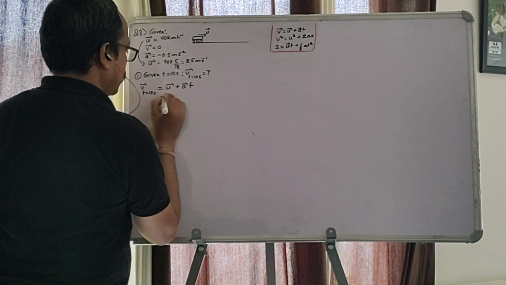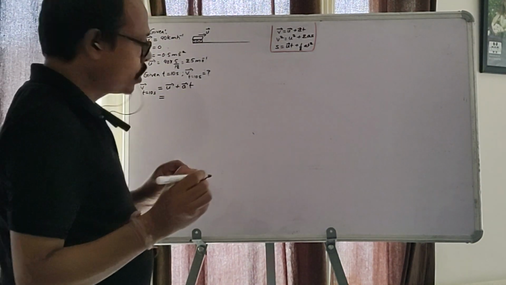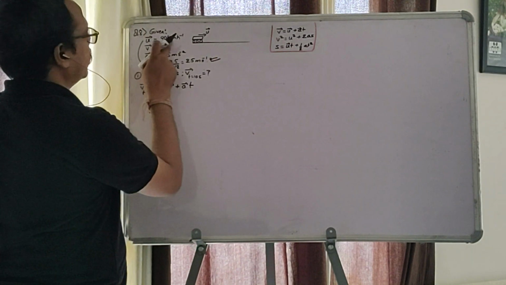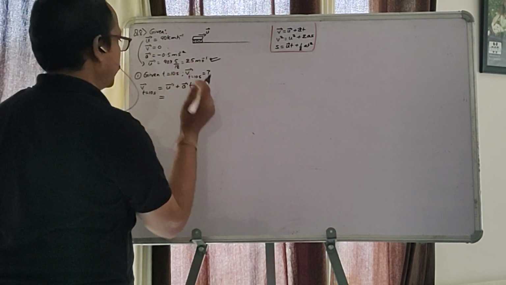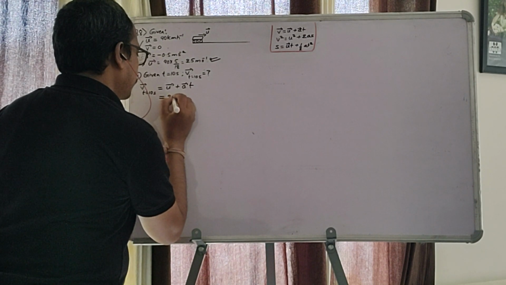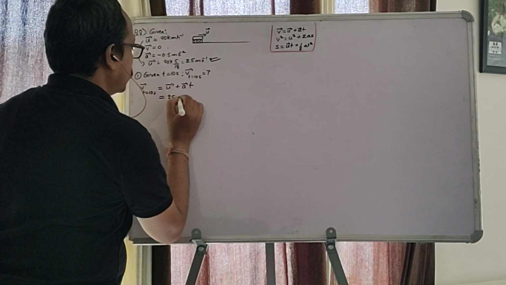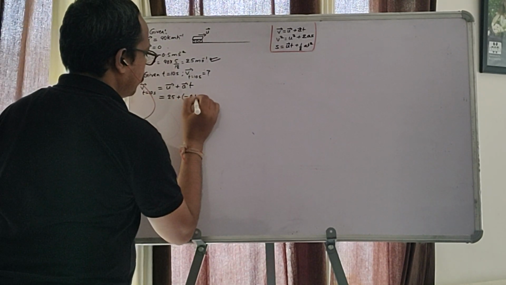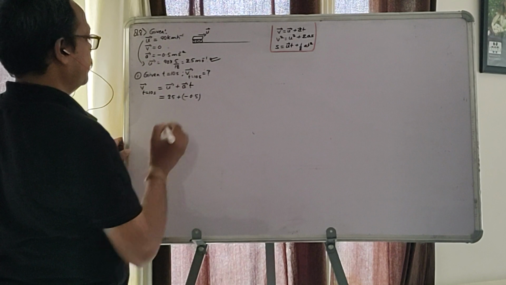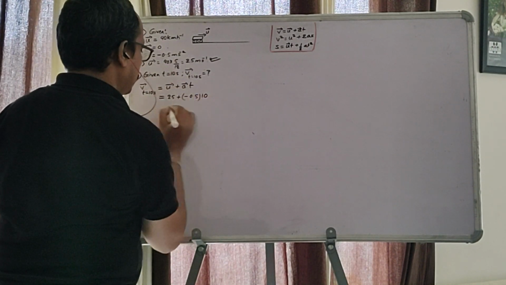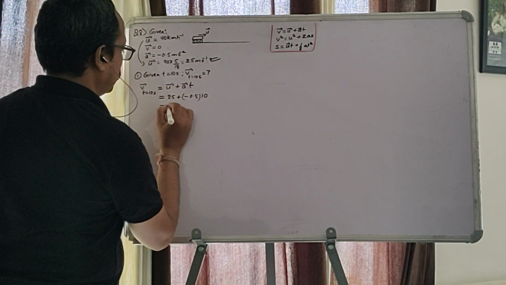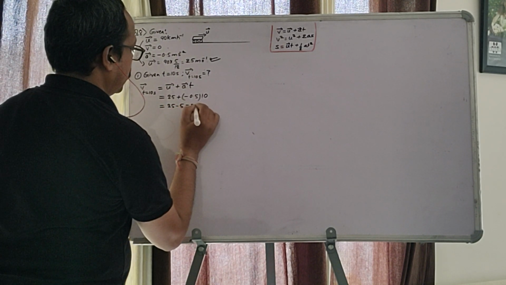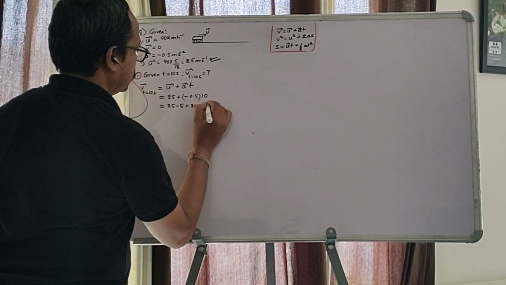What is the value of u? The value of u is 25 meter per second, right? We cannot go with kilometer per hour. We should go with SI. 25 meter per second plus, what is the value of the acceleration? Acceleration is minus 0.5. What is time? Time is 10 seconds. So how much is the velocity? 25 minus 5 is equal to 20 meter per second.